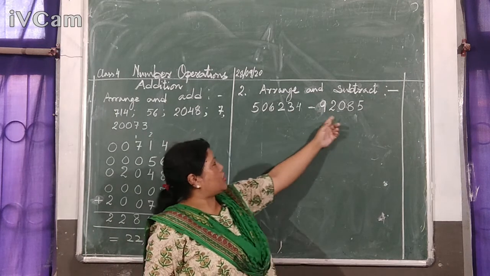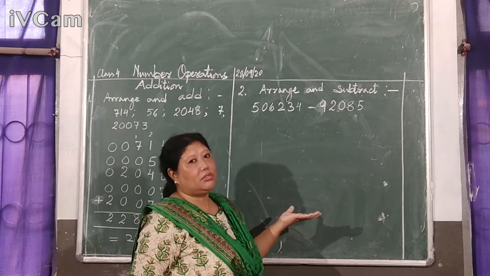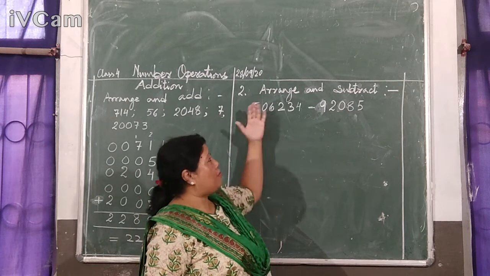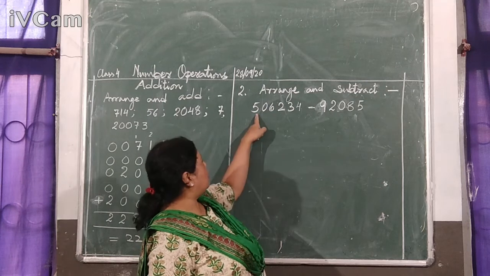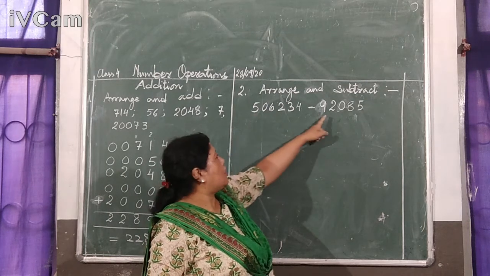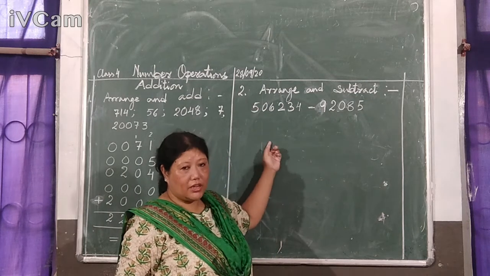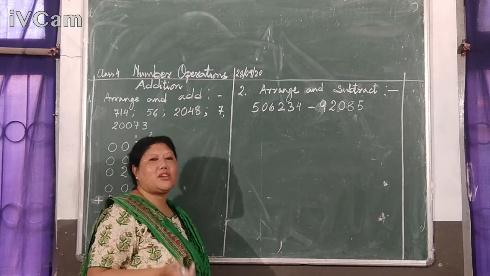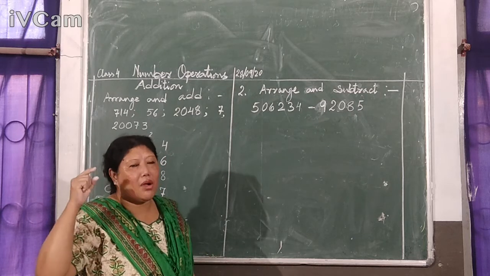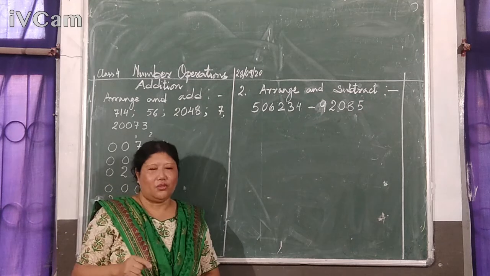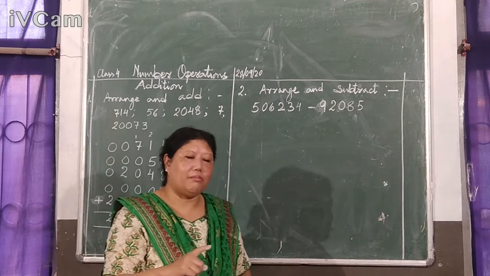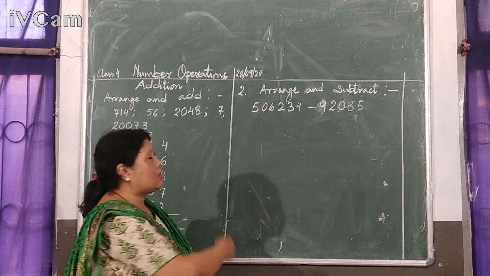Here 6 digits, here 5 digits. So naturally, which one you write? This one first, this one second. If both have 6 digits, you'll compare the first digit. Which one is bigger? That will be first. So like that. So don't depend on the question. You just keep it in your mind that you compare the numbers. Which one is bigger, you write it first.